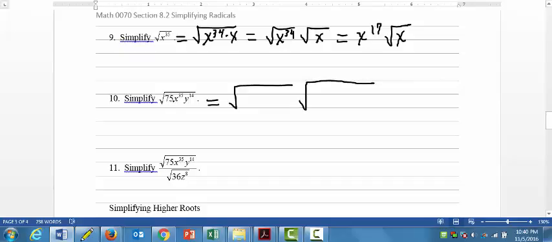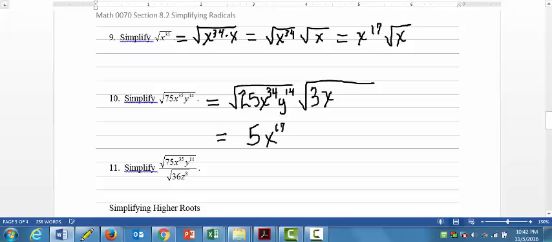All right, the square root of 75, recall we rewrote that as the square root of 25 times the square root of 3. And now we're going to rewrite x to the 35th as we did above, as x to the 34th, which is a perfect square, times x. And then y to the 14th is a perfect square since my index of 2 divides evenly into that 14.